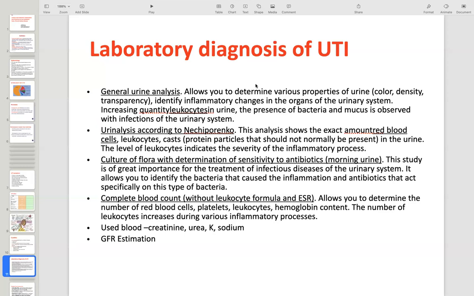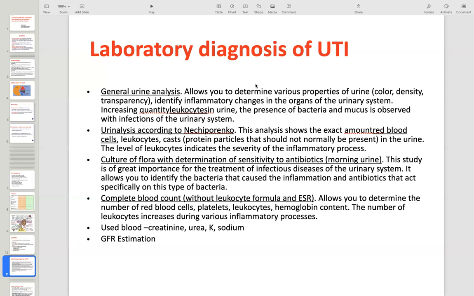Next is culture of flora with determination of sensitivity to antibiotics. This study is of great importance for the treatment of infectious disease. It helps to identify the causative agent and also to choose the antibiotics that act specifically on this type of bacteria.